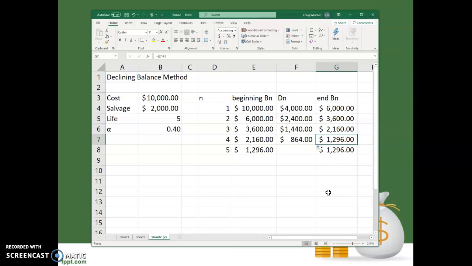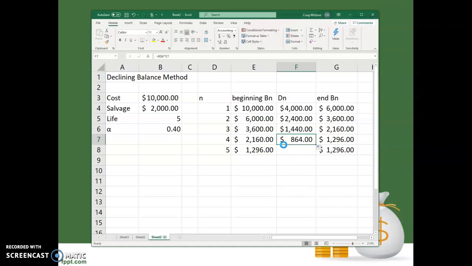1,296. And there's a problem with that. We cannot say in our books, in our balance sheet, that it's worth less than what its salvage value is. We're going to sell it for $2,000, so this cannot go below $2,000. So in this year 4, we actually cannot take that 40% depreciation amount. That's too much. The maximum we can depreciate it by is 160.